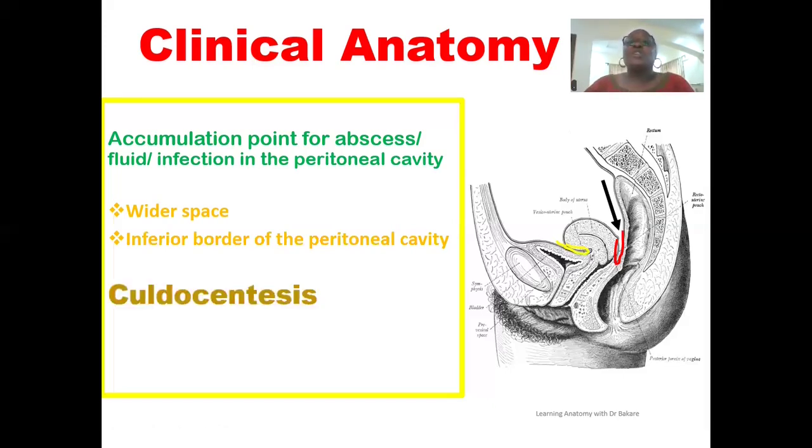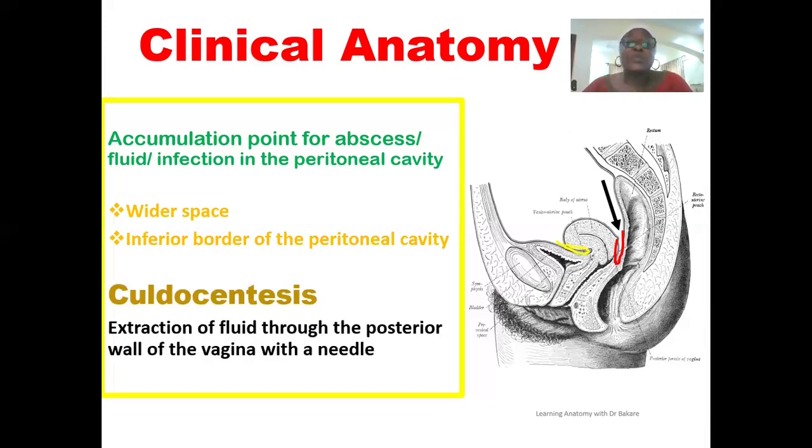And a process called culdocentesis is used to drain this fluid. And this is done by inserting a needle through the vaginal canal to extract the fluid that is located within the rectouterine pouch. Remember when we tried to describe the anterior border or structures that are related to the rectouterine pouch? We said that the vaginal fornix is one of the regions that is seen to border anteriorly the rectouterine pouch. So it is through this same vaginal canal, this upper end, that the needle is inserted, where it will be gaining access into the rectouterine pouch to drain the fluid that is collected at this point.